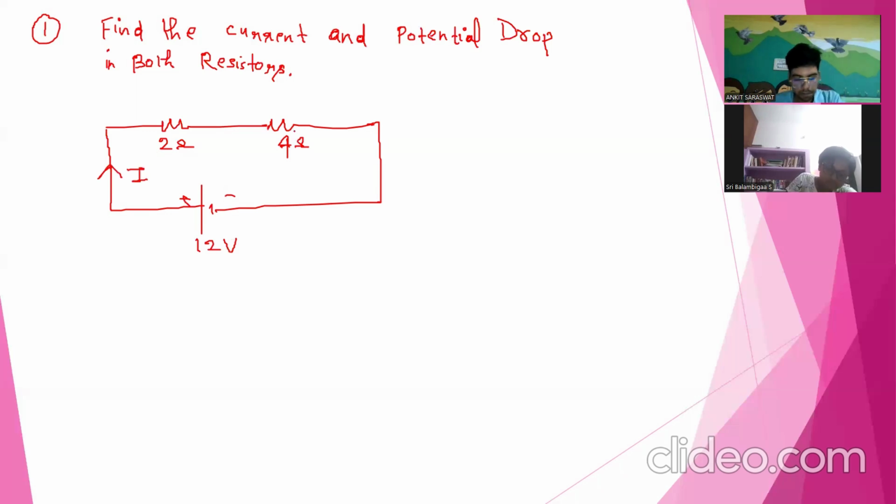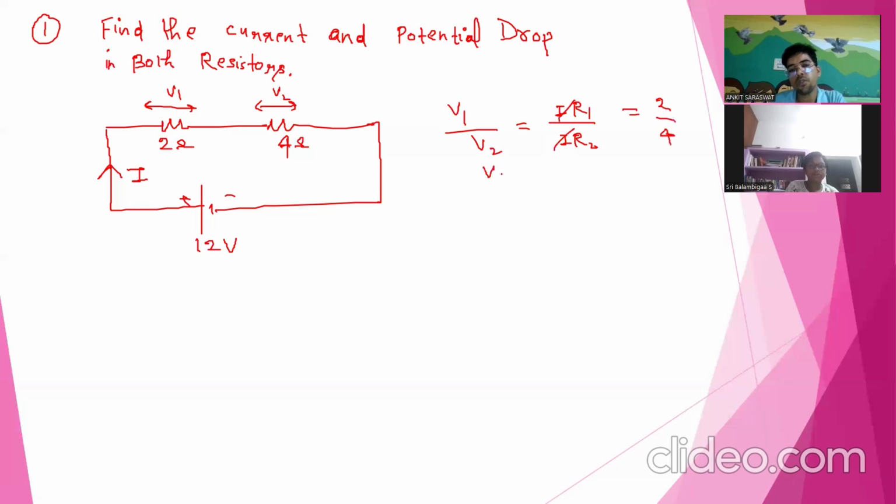Now look here. I will solve this question. Let us suppose V1 is the voltage drop here, V2 there. Then V1 by V2 will be I R1 by I R2. R1 and R2 are 2:4. So voltage will drop in what ratio? 1:2.